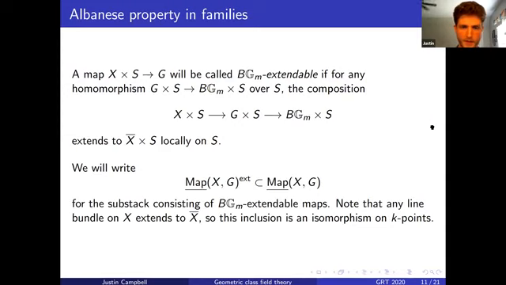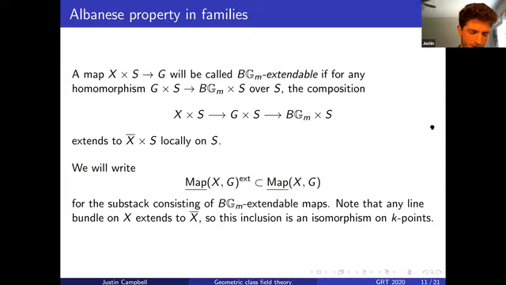Right. So let me write Maps superscript X for extendable for the substack consisting of BGM extendable maps. So again, it's a funny condition. Notice that any line bundle on X, not a family of line bundles, but just a line bundle when the test scheme is actually a point, extends to the projective closure, of course. So this inclusion is an isomorphism on K points. It's only a non-trivial condition on families.